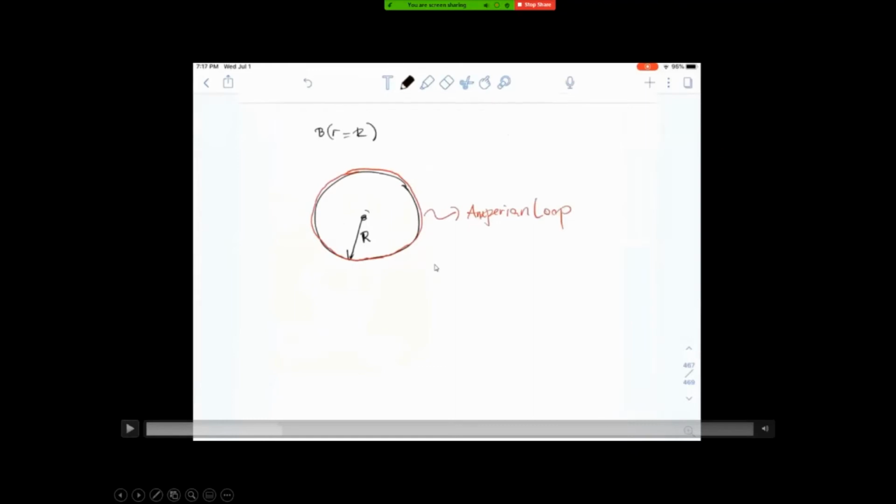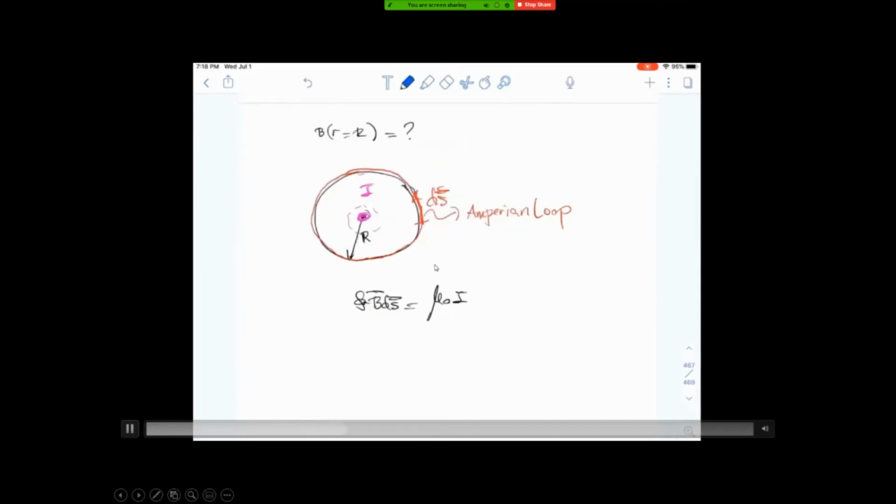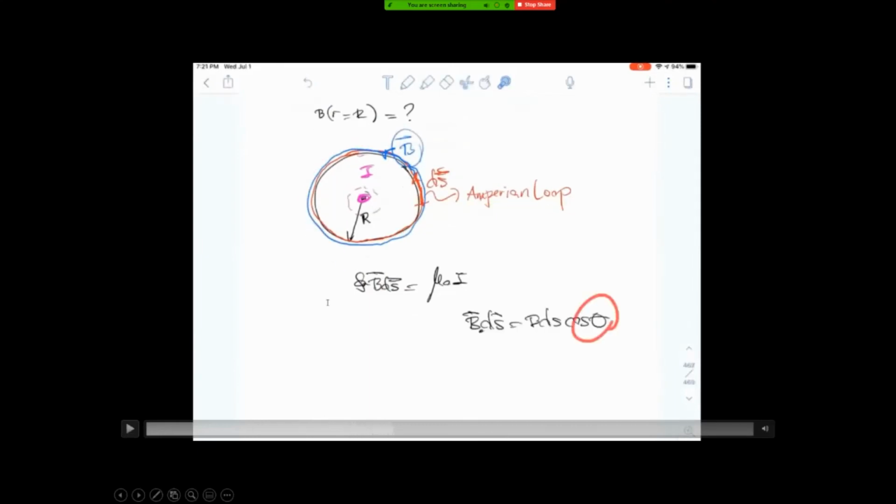So the first question is, what is the strength of the magnetic field right at the surface of the wire? Here's the radius of the wire. We're looking for a mathematical expression for it. The best thing to do is obviously use Ampere's law. Here's my Amperian loop. The direction of the magnetic field is along the same direction as the loop. So this vector expression can become a scalar expression right at that point.